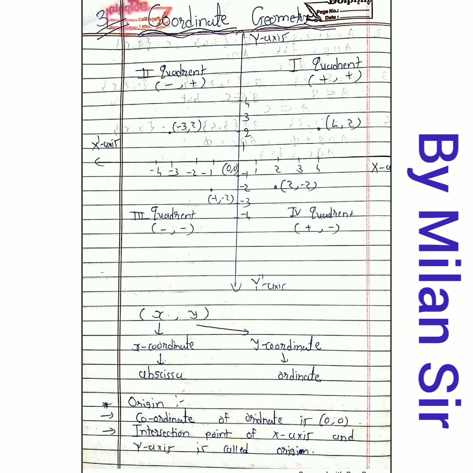And the second definition: the intersection point of the x-axis and y-axis is called the origin. This is the definition. What is the origin? The intersection point of the x-axis and y-axis in the Cartesian coordinate system is called the origin, and the coordinate of the origin is (0, 0).